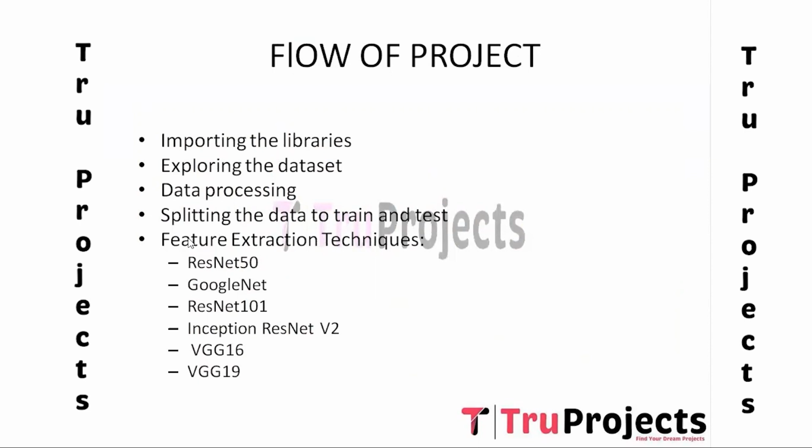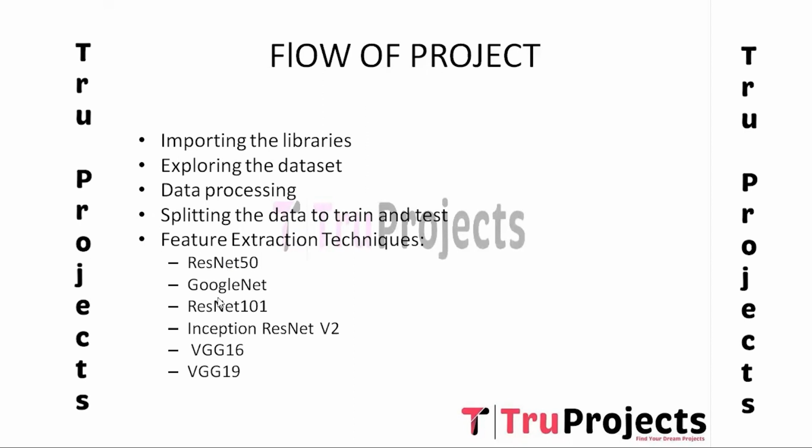This step involves using pre-trained deep learning models like ResNet 50, GoogleNet, ResNet 101, Inception ResNet V2, VGG16, and VGG19. The first one, ResNet 50, is a deep convolutional neural network with 50 layers. It shows remarkable performance in various image-related tasks, including image classification.